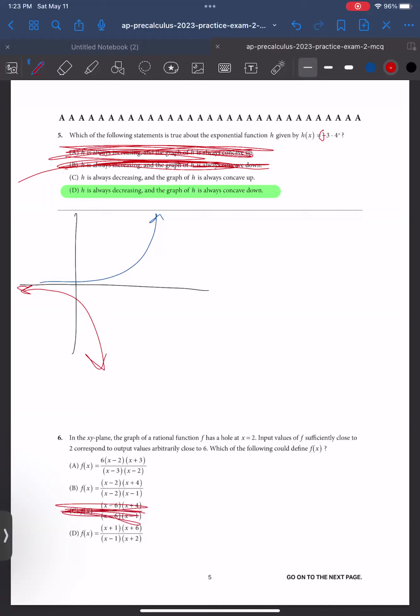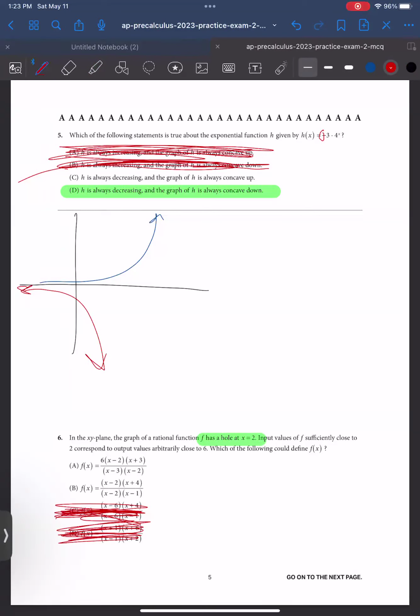Right, so even if you don't understand the rest of what it's saying, it has a hole at x equals 2. That means you have to have x plus 2 or x minus 2 in both the numerator and the denominator. Otherwise, there's no hole at that point. Right? So now I need to look at what it says.